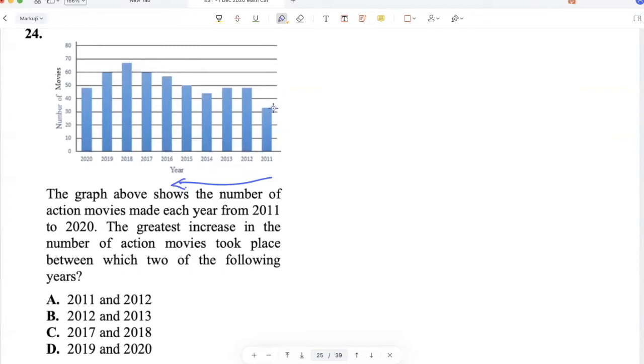So I think it's very obvious that it's in the first year, right? Between 2011 and 2012. So that should be my answer. 12 and 13 was almost constant. 17 and 18, yeah, not as much as the first option. And 19 and 20 was actually a decline. So it's A.